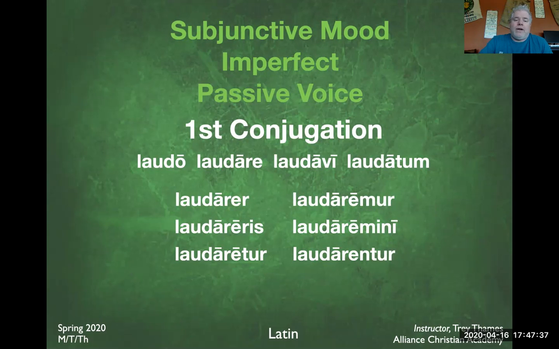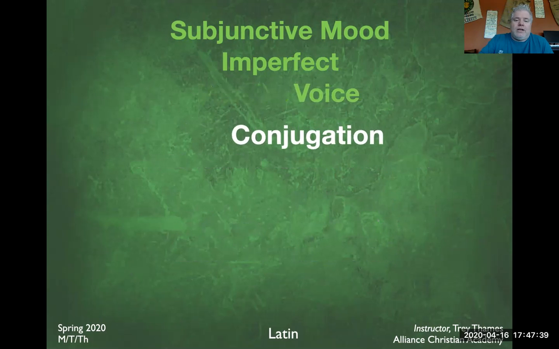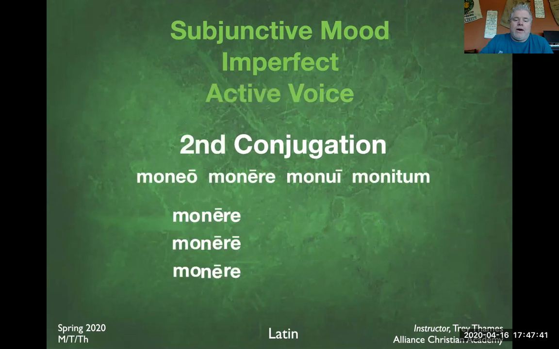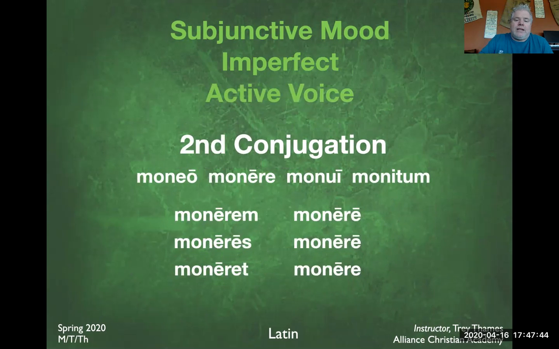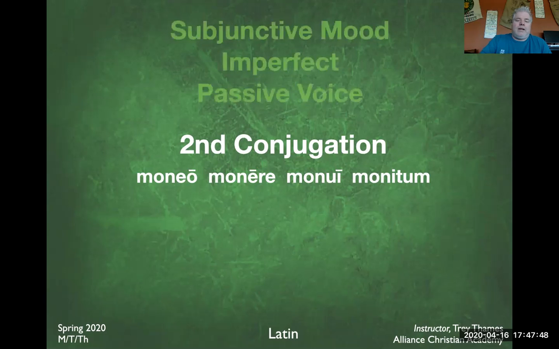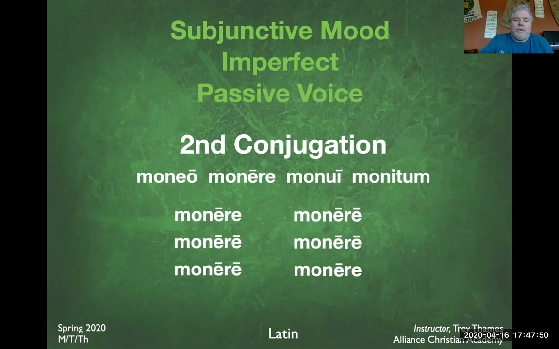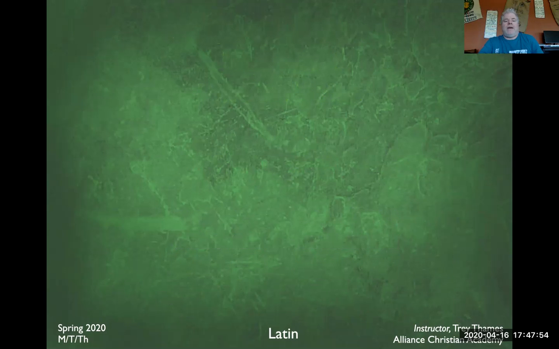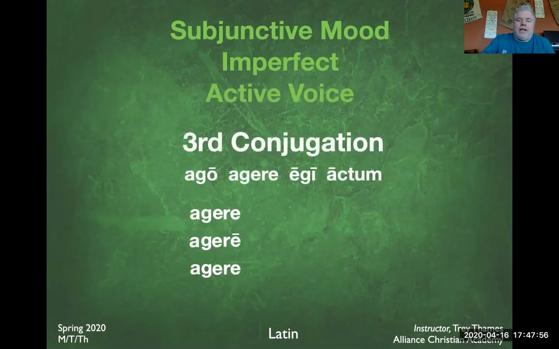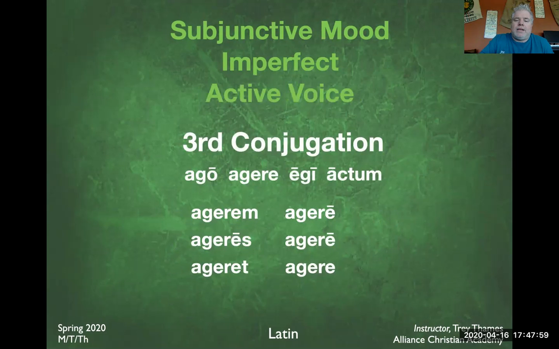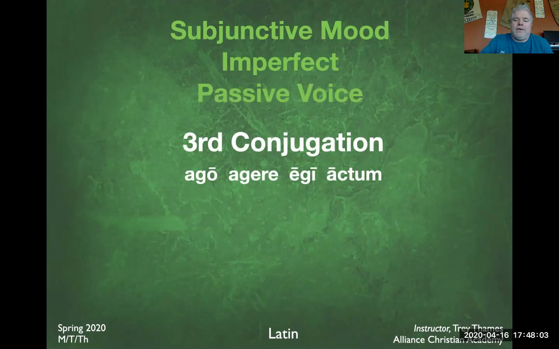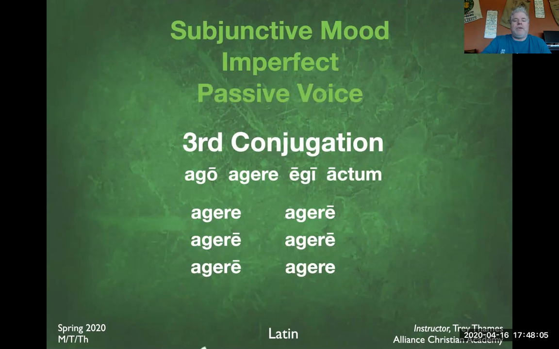And I'll quickly run through the second and third, etc. conjugations. Here's the active voice for monere. You just add your endings: m, s, t, mus, tis, nt. And for passive, again, you just simply add your passive endings: r, ris, tur, mur, mini, ntur. Third conjugation paradigm verb, I go, agere. You take your agere, you add your endings: m, s, t, mus, tis, nt. For the passive, again, infinitive plus your passive endings: r, ris, tur, mur, mini, ntur.